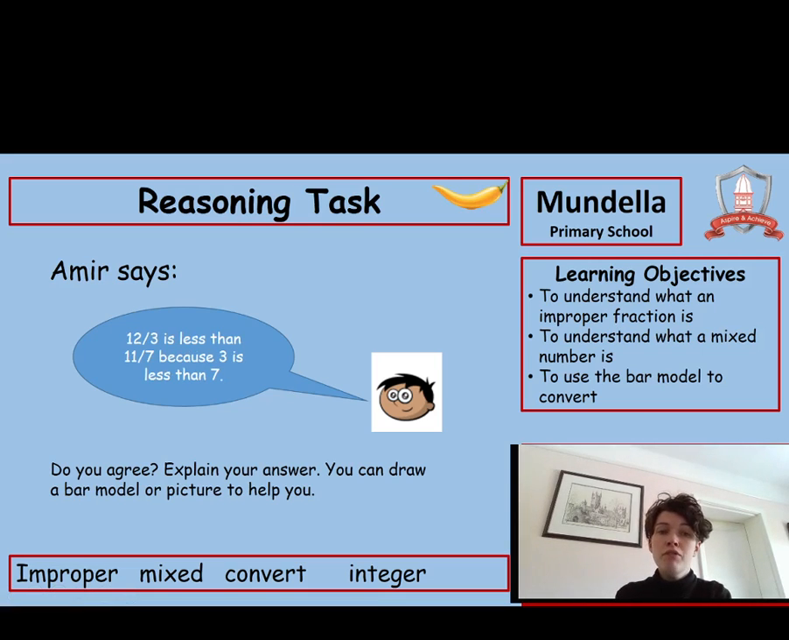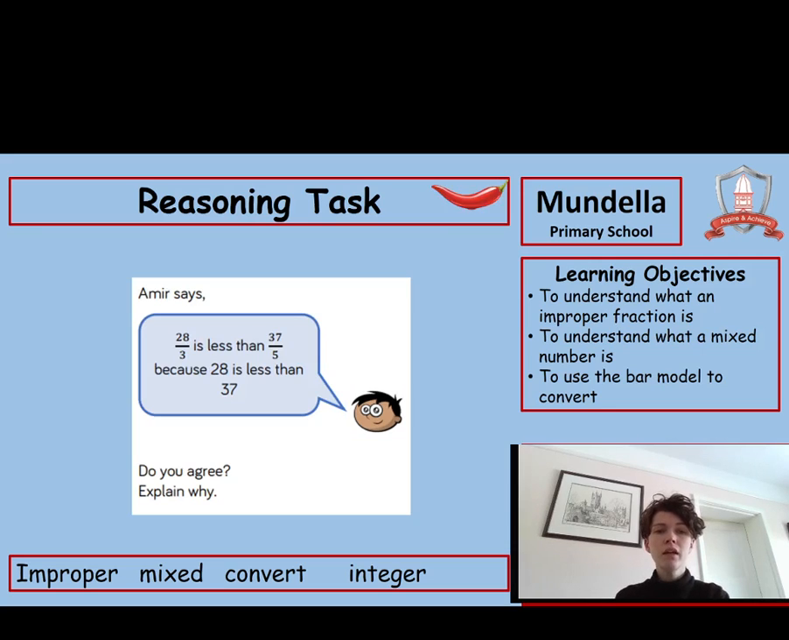Yellow, it's the same principle as green, but you've got slightly different fractions. Again, I'd like you to draw a bar model or use a picture to help you. And red chili pepper challenge, they are different improper fractions for you to have a look at to compare. Again, I suggest that you draw a picture to help you.